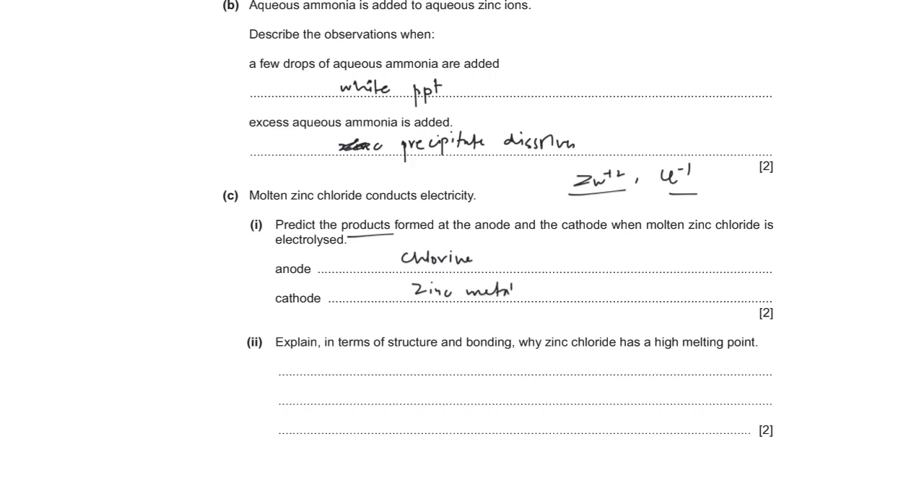Explain in terms of structure and bonding why zinc bromide has a high melting point. Now, zinc chloride has an ionic lattice, it's an ionic compound.